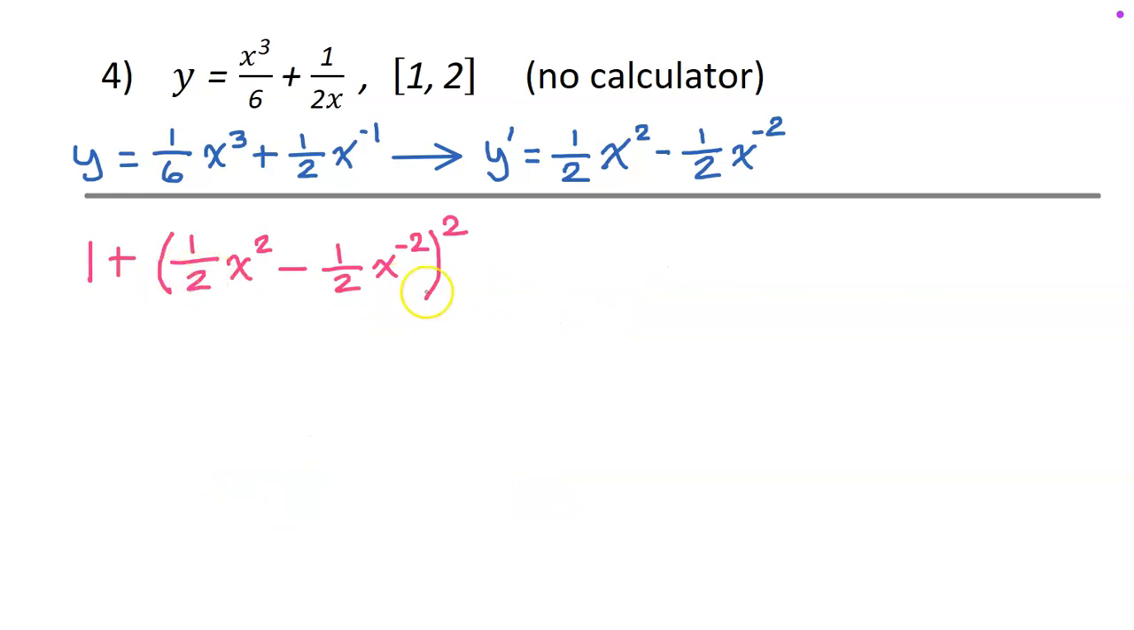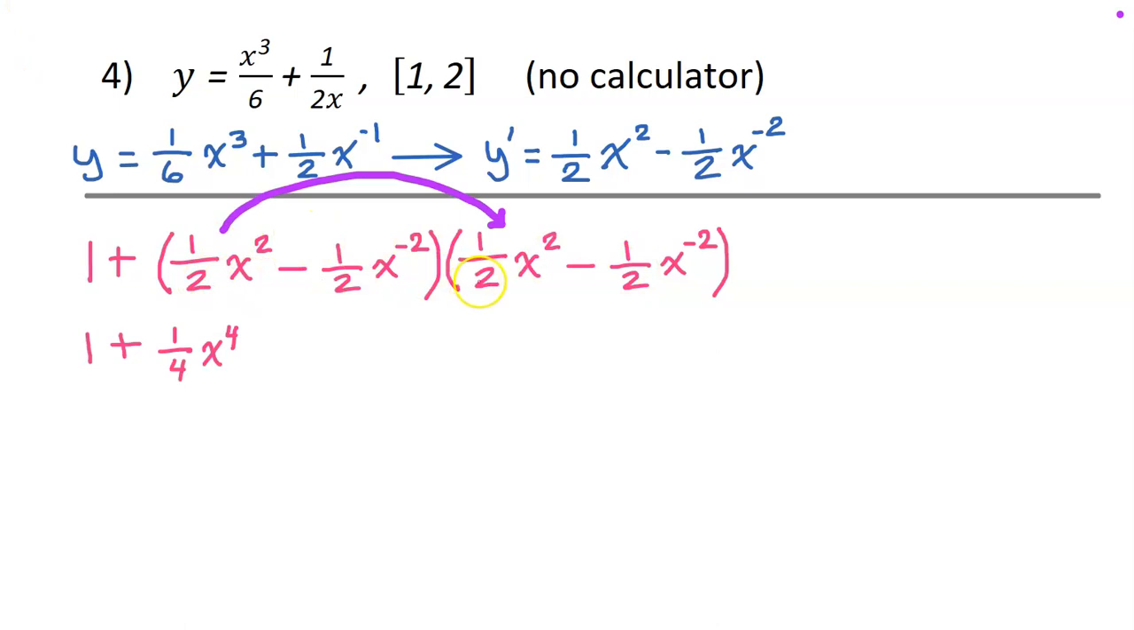We need to get rid of these parentheses. Please remember that you can't just square each term separately. Instead, you need to multiply binomial times binomial. 1/2 x squared times 1/2 x squared is 1/4 x to the 4th power. 1/2 x squared times negative 1/2 x to the negative 2 power is negative 1/4 x to the 0 power, or simply negative 1/4, since x to the 0 power is 1.